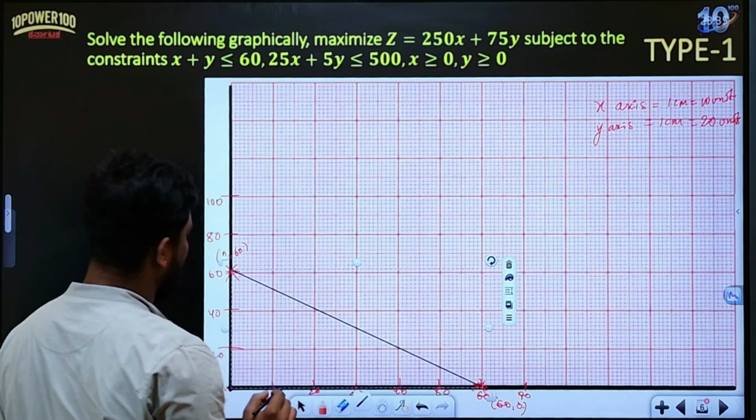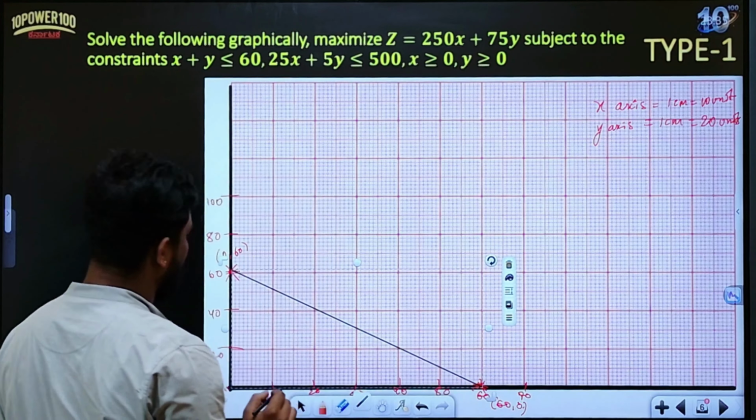Okay, and when y is 0, x value is 20. So this is the point, correct? So this is 20 comma 0. Let's mark this point, and this point. Yeah, so we got a point. Okay, so the plotting is over, children. The construction is over.